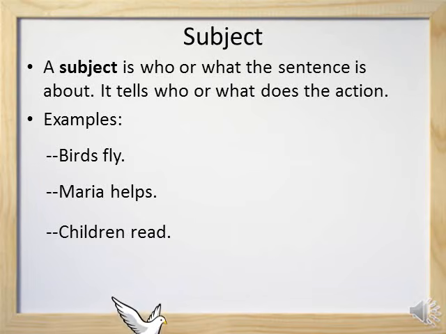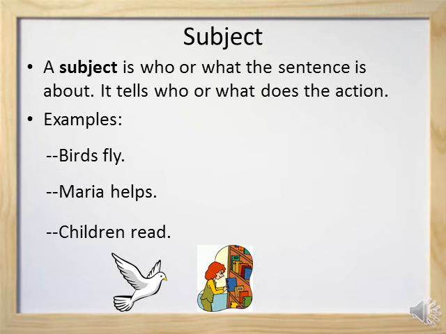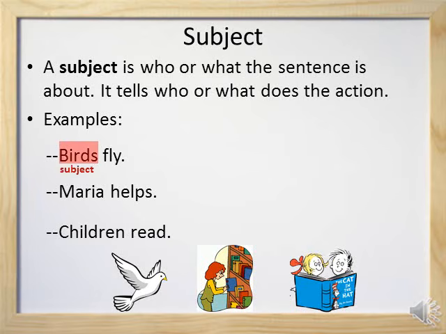Birds fly. Maria helps. Children read. In the first sentence, birds fly, what is the action? The action is fly. So, who or what is doing that action? Birds. Birds is the subject of the sentence.